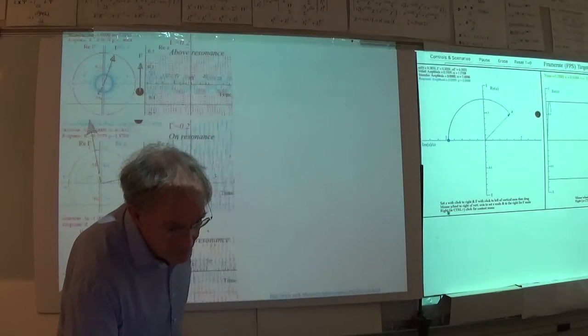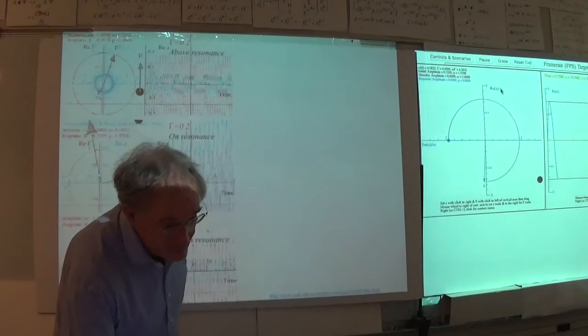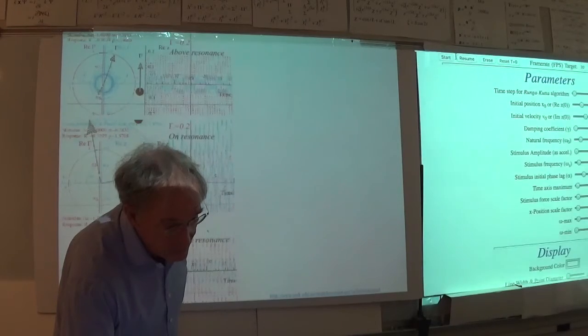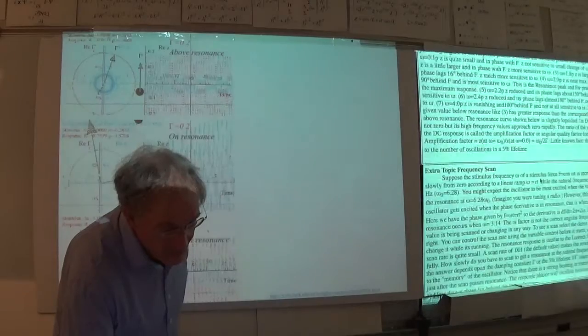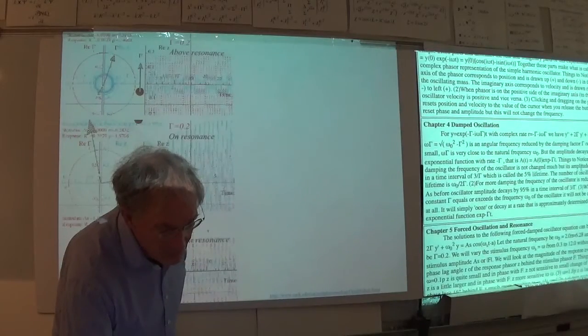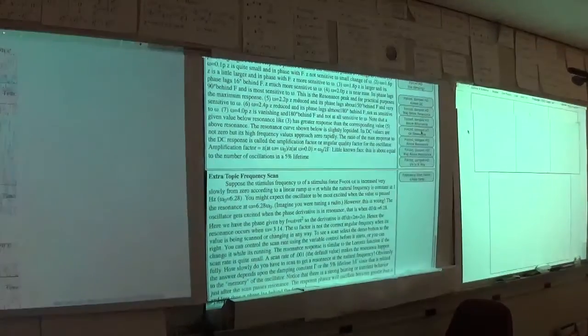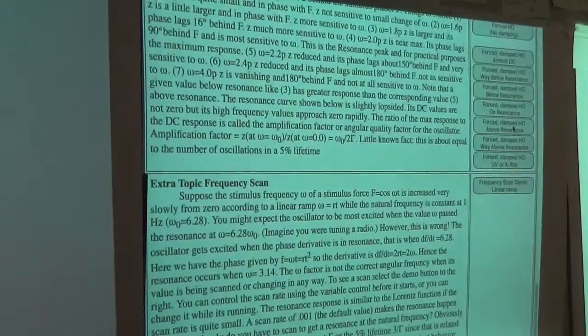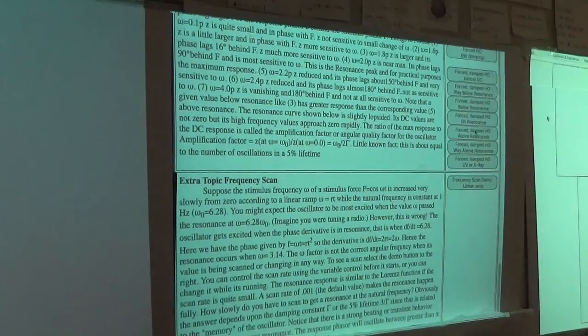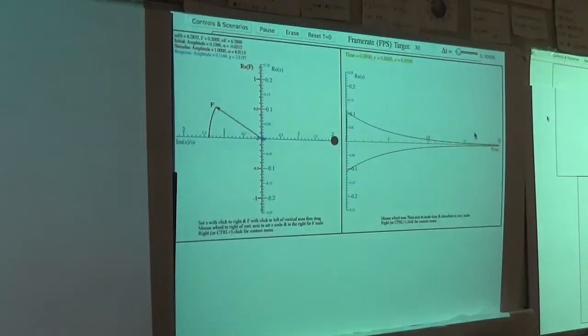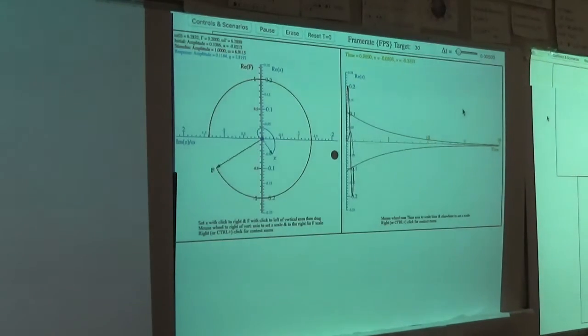so there's just a basic oscillator. Now what I'm going to do is go here to controls and scenarios, and eventually we'll fix it so this sort of stuff is more available. But right now, we looked at the forced damped oscillator on resonance. I'm going to move just above resonance with this particular setup. So here comes the force, and you can see the stimulus is being left behind.